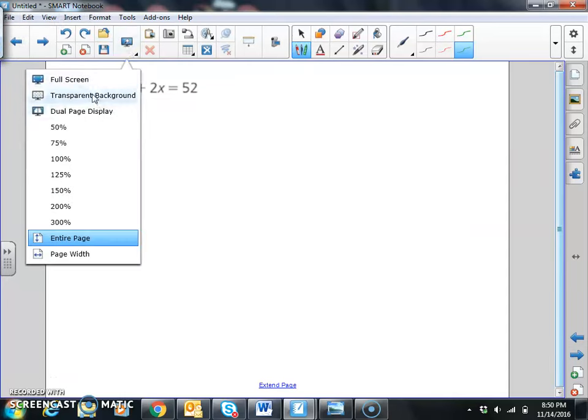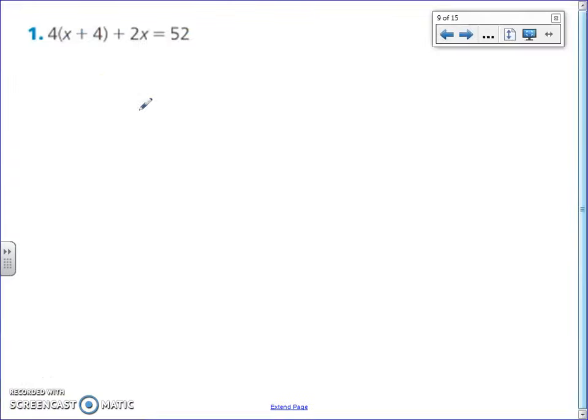All right, we're going to go ahead and continue on with section 2-3. This is solving multi-step equations. This gets into when we have distributive properties. So I'm always going to split my equation so I can see both sides more clearly. I'm going to use the distributive property first here. So I would have 4x plus 16 plus 2x equals 52.